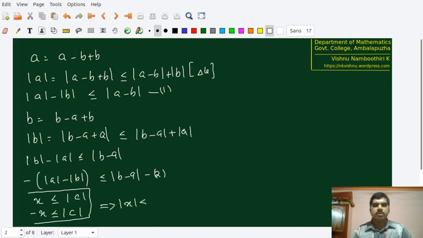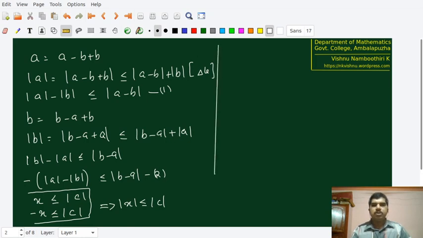modulus of x is less than or equal to mod c. Here actually modulus of c is not very necessary. If we take x less than or equal to y, and minus x less than or equal to y, then by the definition of absolute value, modulus of x is going to be less than or equal to y. We put the modulus here just to compare with whatever we have in our hand.